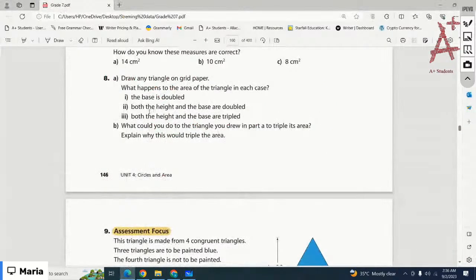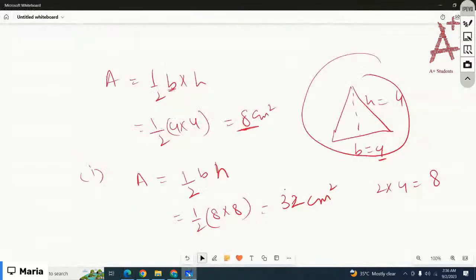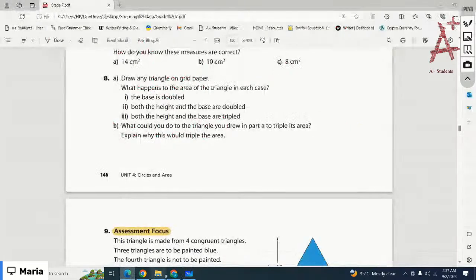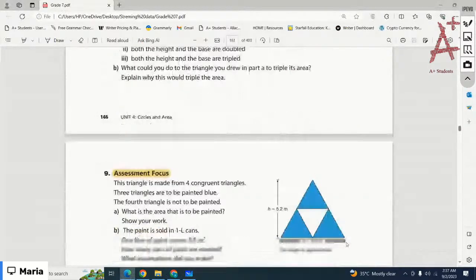Okay, the next one is when both the base and height of the triangle are tripled. Triple means you have to multiply 3 times 4. So both the values are now 12, right? So area would be A equals half times 12 times 12. 12 times 12 is 144, and that would be 72. So 8 times 9 is 72. That means if you triple both the values, then the area will be 9 times the original one, right? Okay, let's just do question number 9.